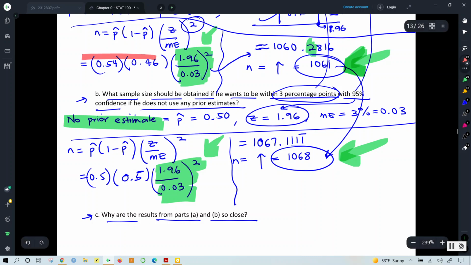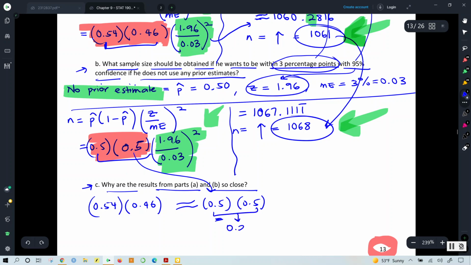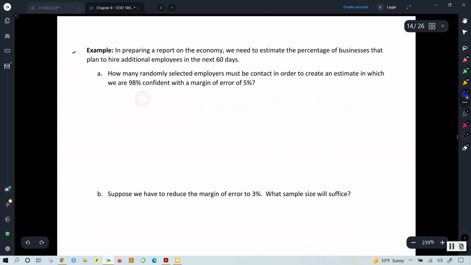Where there is a difference comes from whether you have a prior estimate or you don't have a prior estimate. And so you observe that the answer for this value, that is 0.54 times 0.46, is very close to 0.5 multiplied by 0.5, which is, of course, 0.25. So the results are close because this multiplication is very close to 0.25. With that said, we proceed to the next example.